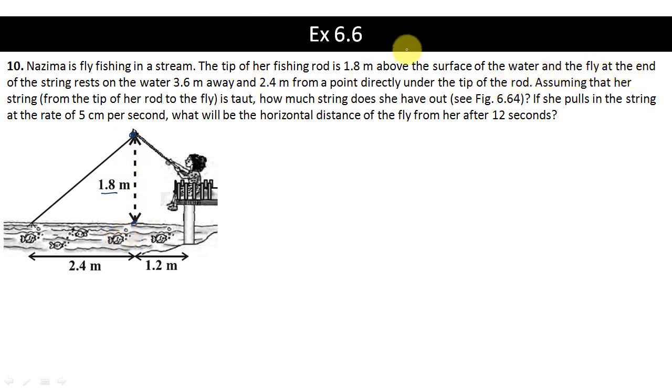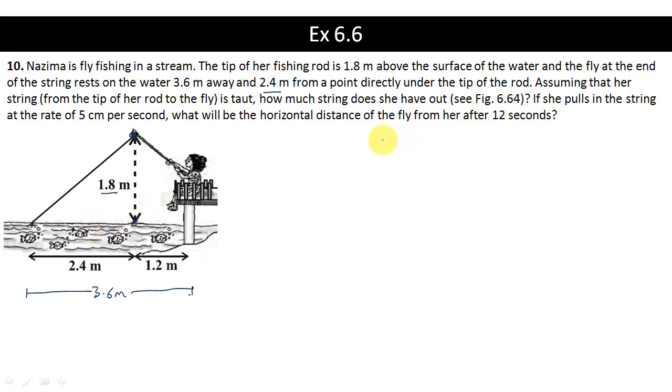And the fly at the end of the string rests on the water 3.6 meter away and 2.4 meter from a point directly under the tip of the rod. So this point has a fly attached to it, and the fly is at a distance of 3.6 from Nazima. The horizontal distance of this fly is 3.6 meter from Nazima and 2.4 meter away from the point directly under the tip of the rod. So this point and this point are at a distance of 2.4 meter.